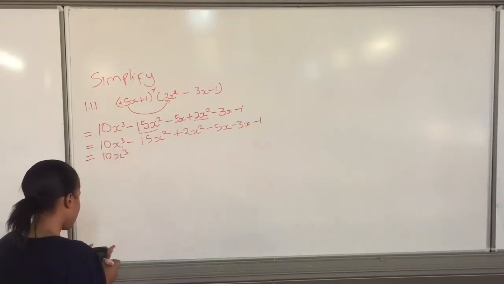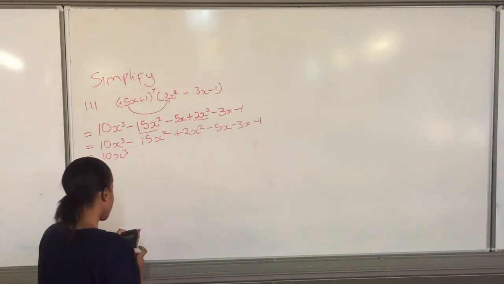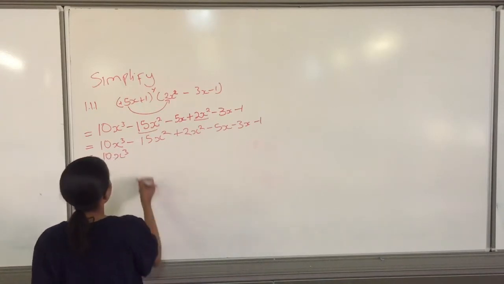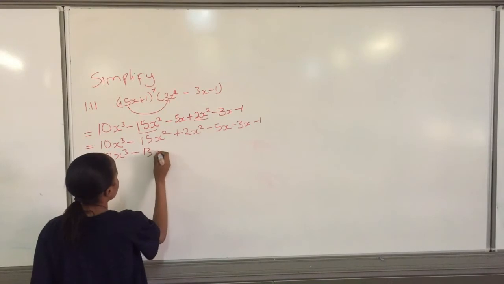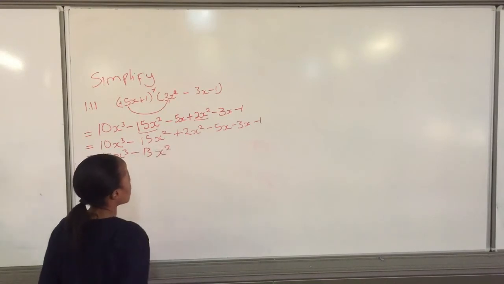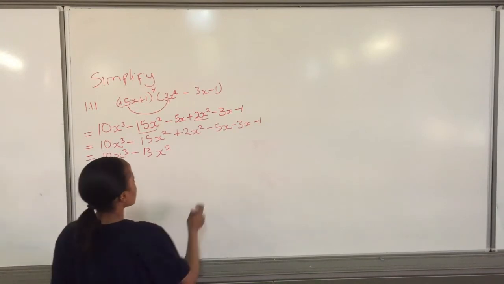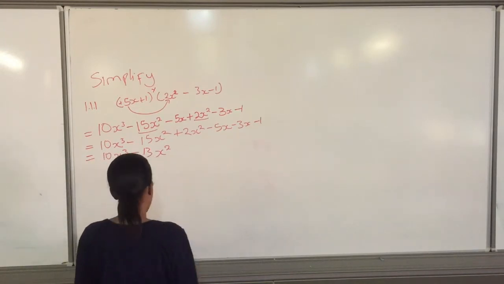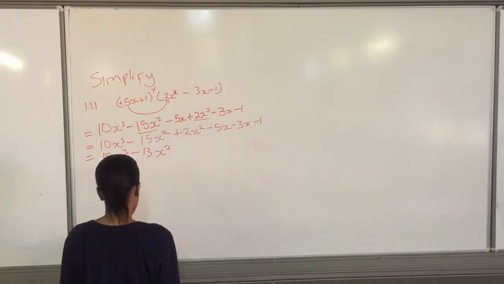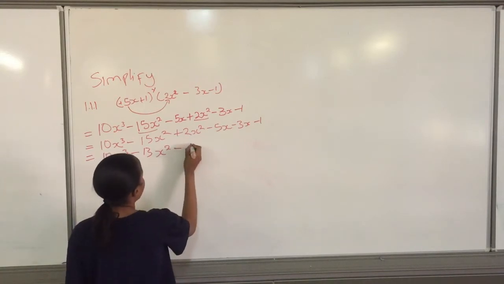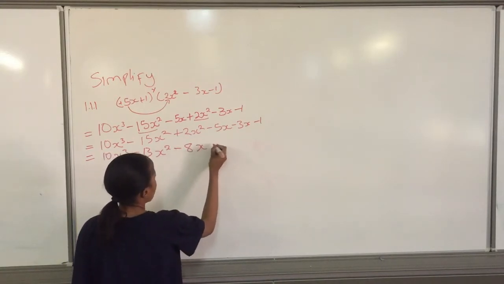Then we're having minus 15 plus 2, which is gonna be minus 13x squared. Here we're no longer multiplying. It's either you're adding or you're subtracting. Then we're having minus 5x minus 3, which is minus 8x minus 1.